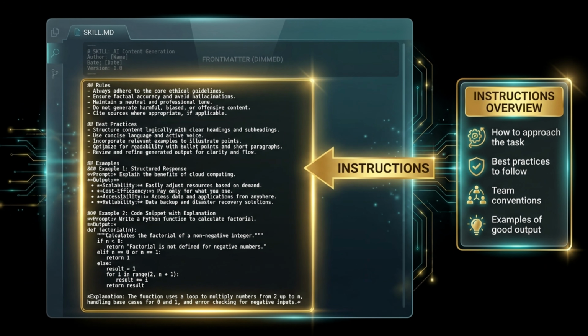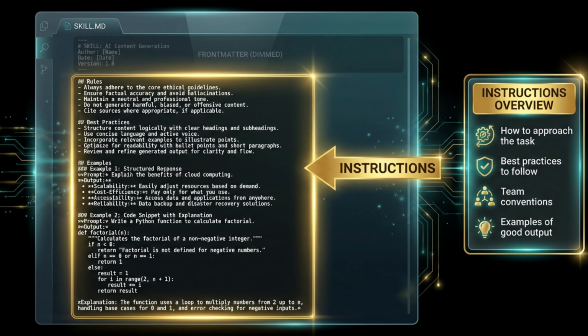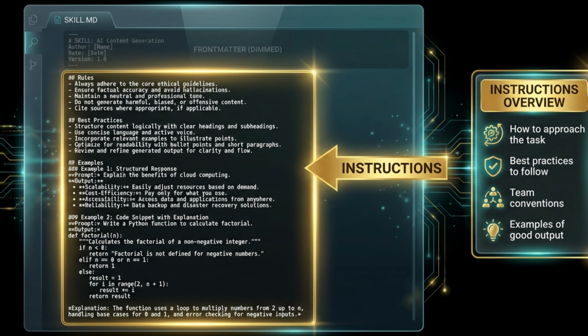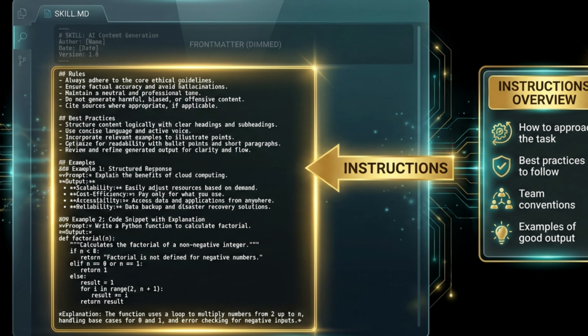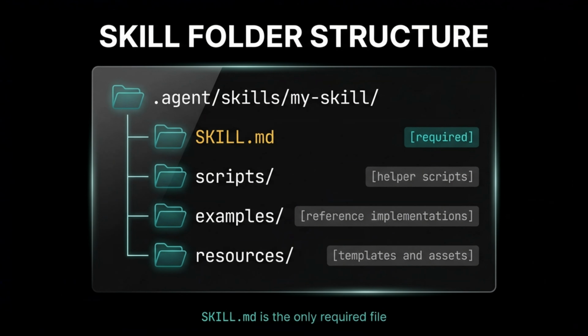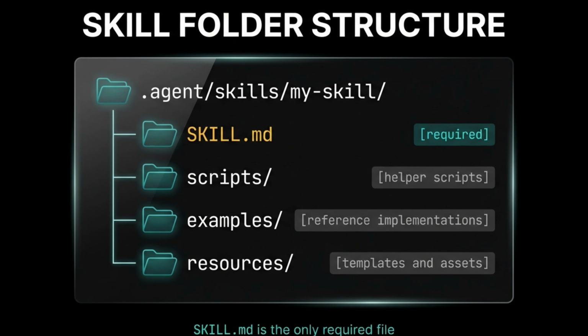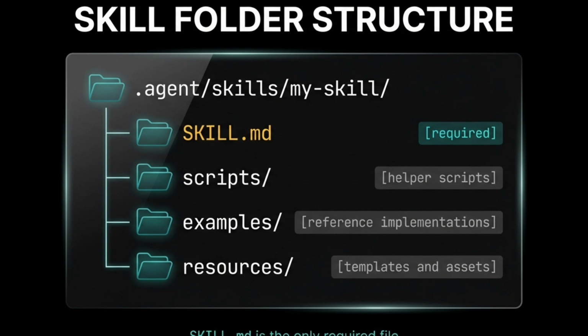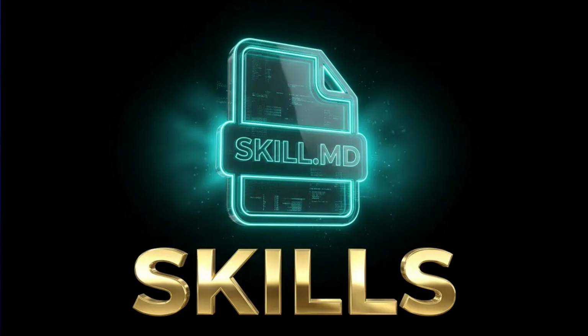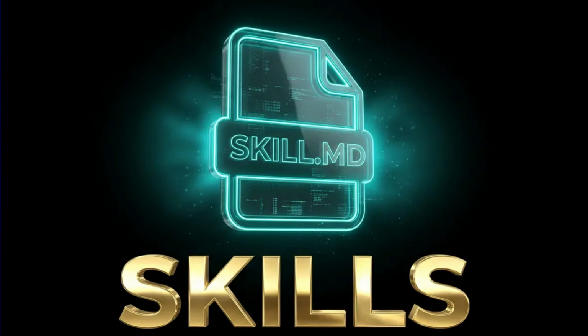Second, the instructions. How to approach the task, best practices to follow, conventions your team uses, examples of what good outputs look like. And you can include additional resources as well, right, in the same folder. So you can add scripts, examples, and additional resources. Scripts could be like helper scripts. Examples could be reference implementation. Resources could be templates and other assets. All of this can sit within that particular folder along with your skill.md. Skill.md is the only file you need. The agent can reference all of it.